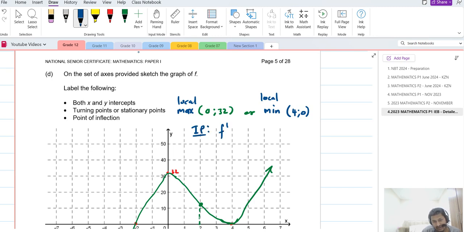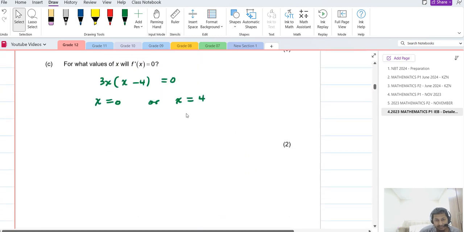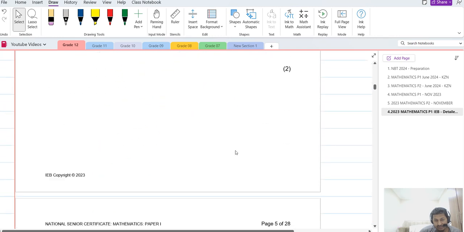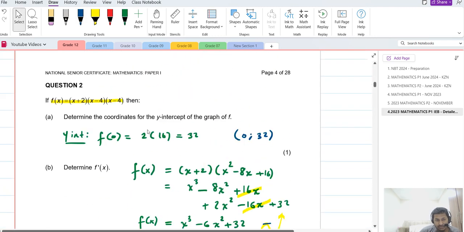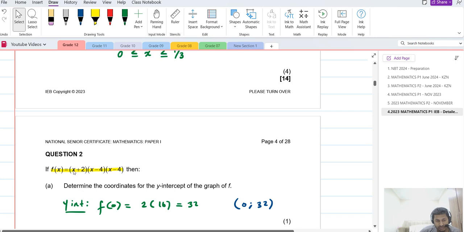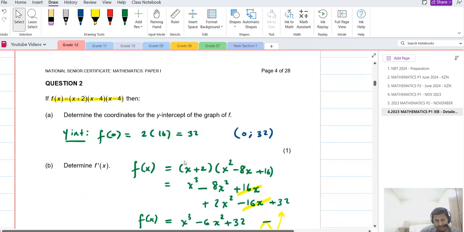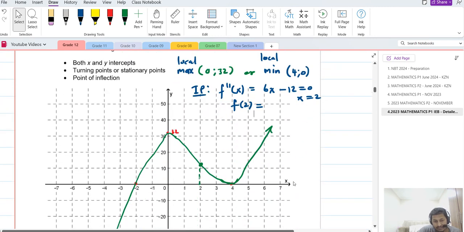We can find f double prime x. To find f double prime x, we will get 6x minus 12 equals 0. So we can clearly see x equals 2, so we're going to find f of 2. I can just substitute it into the original here, f of 2. 2 plus 2 is 4. 2 minus 4 is negative 2, and negative 2. So I've got 4 times 4, which is 16, so I should get 16.